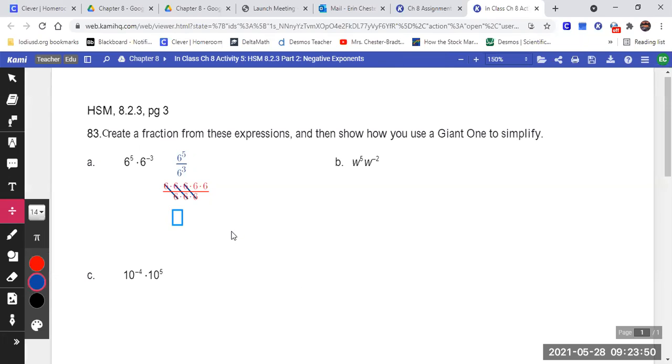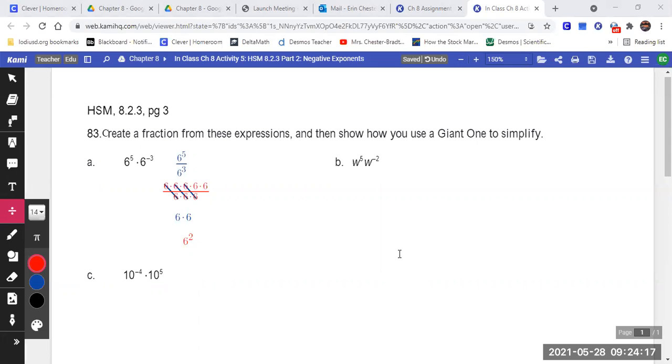Okay, so 6 times 6 is left. And we need to simplify that into exponent form. So what would that be? Yep, 6 to the 2nd power. Okay, so we're going to repeat this process for all the other ones too.